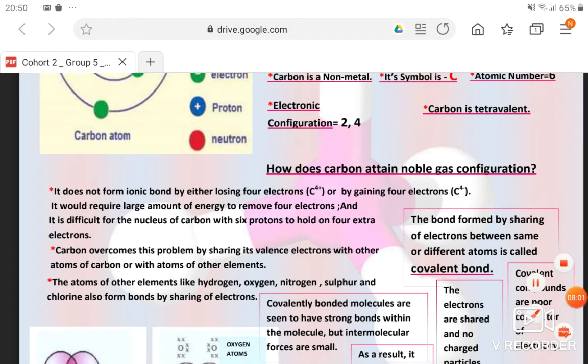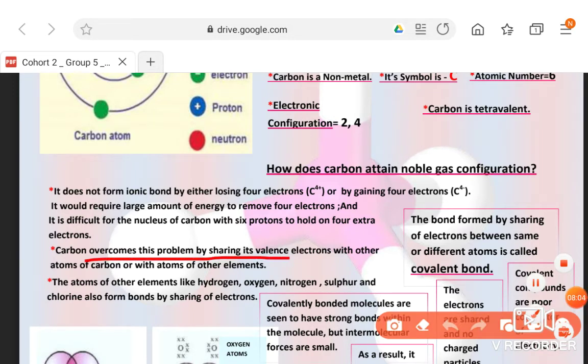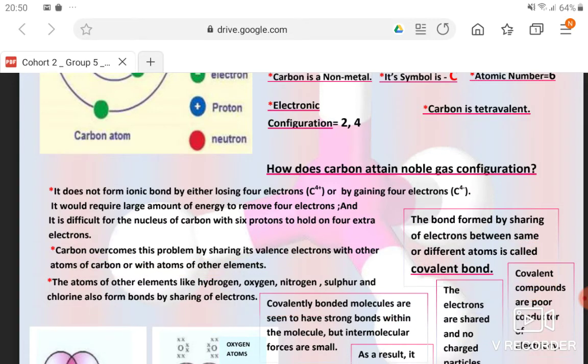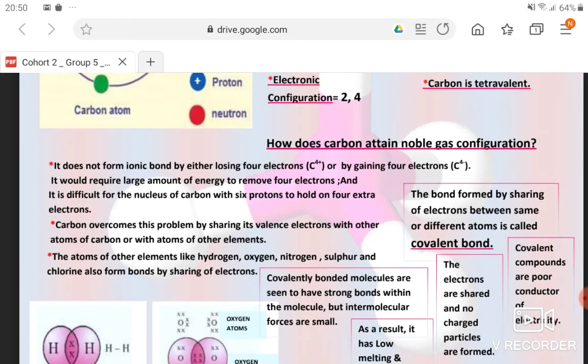So carbon overcomes the problem that it cannot lose or gain electrons: it shares its electrons with other atoms or with atoms of the same element, that is carbon. Such bonds which are formed by sharing electrons between same or different atoms are known as covalent bonds. Co means common, and valent refers to the valence, last shell electrons.